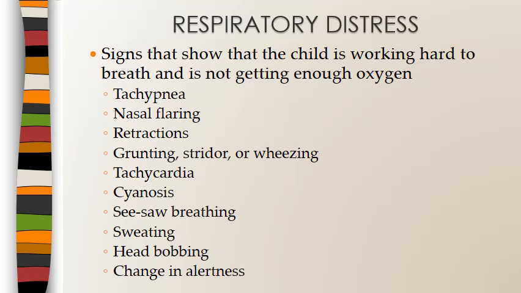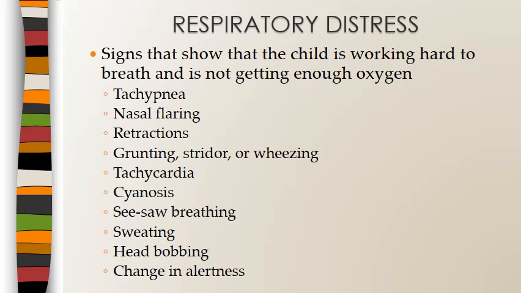Some of the signs and symptoms that we see in our children is tachypnea, so elevated respiratory rate, nasal flaring because they're trying to increase the size of their airways, retractions because they're really working to breathe, grunting, that's the attempt to keep the alveoli open, stridor or wheezing because there may be some sort of resistance in the airway, tachycardia, cyanosis because there is not enough oxygen getting around their body, seesaw breathing, so what you will see is when you look at their chest and their abdomen, it will be going up and down opposite each other like a seesaw would. They may be sweating because of the work of breathing.